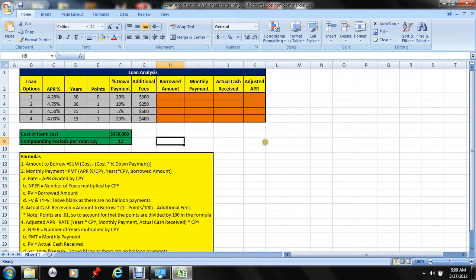Owning a home and the American dream go hand in hand. Many people will face home mortgage decisions over the course of their lifetime. So today I'm going to discuss loan amortization as it applies to home mortgages and show you how to compare several loan options utilizing a Microsoft Excel spreadsheet.